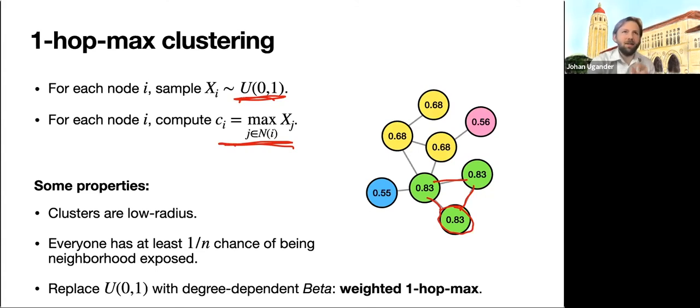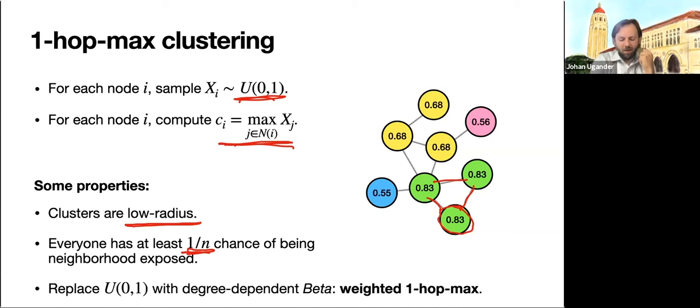It has practical similarities to 3-net, but it's a lot easier to analyze, and it's also really easy to compute. There are some important results. The clusters are low radius, which is useful for being able to do distributed computation. Everyone has a chance of at least 1/n of being neighborhood exposed. That's pretty useful.